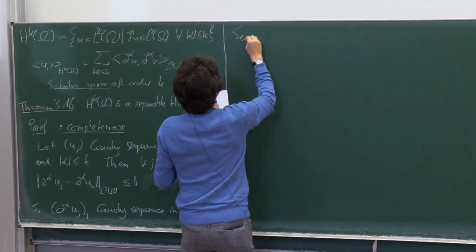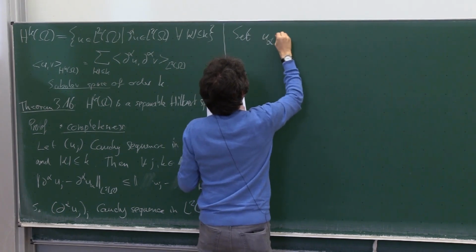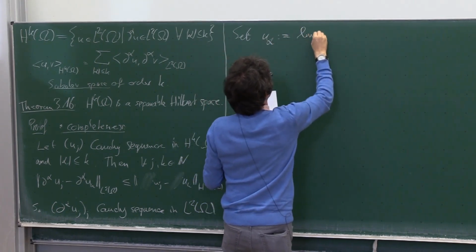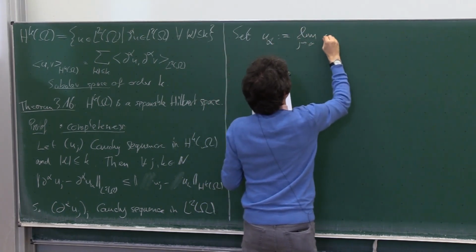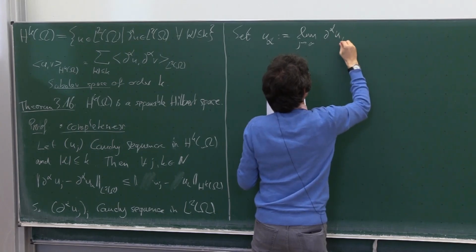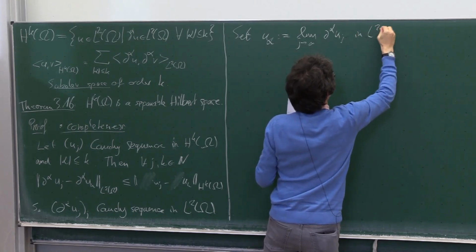So this sequence converges for every multi-index with length less or equal k. So there is a limit. So we can set u_alpha to be the limit, j going to infinity, of D^alpha u_j in L2. This is an L2 limit.